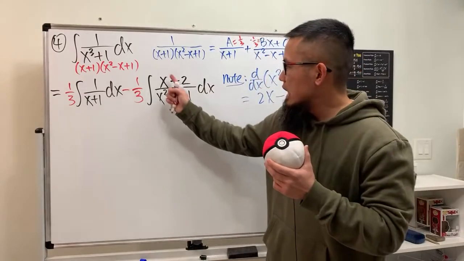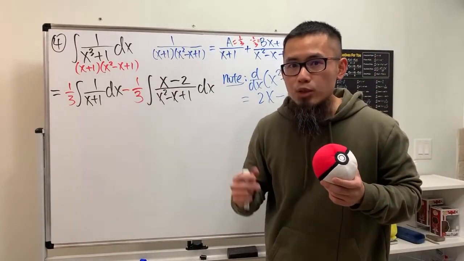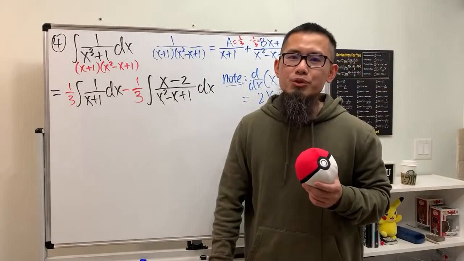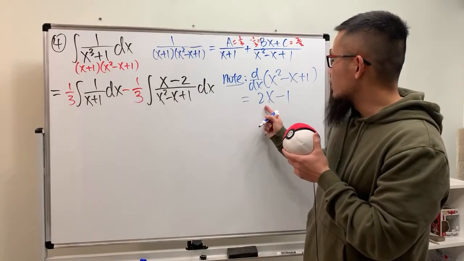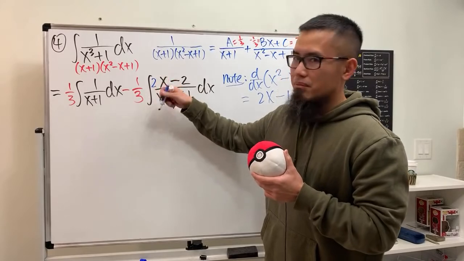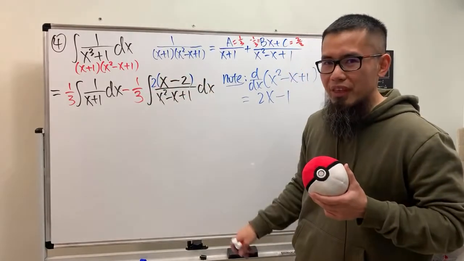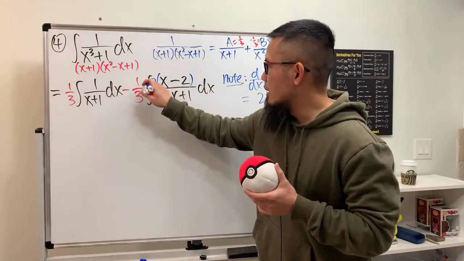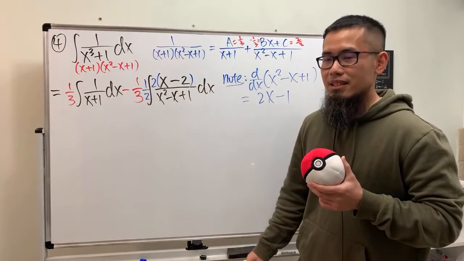Wouldn't it be nice if the top right here is 2x minus 1? That would be so nice, because then we can just do a very easy u substitution. So let's try to make that happen. Well, we need to have a 2x. We need to have a 2 right here. It's okay, just multiply this by 2. No, not really. We have to do the same for the whole thing. And this is not complete yet, because when you multiply the top by 2, make sure you divide by 2 as well. So we are going to do that.